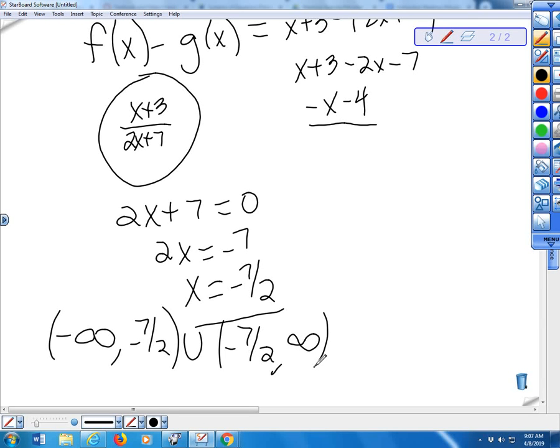Okay, so to find the domain on rational functions, you just set the denominator to 0, figure out what x is, and that's the value it can't be. And it can be any other value.